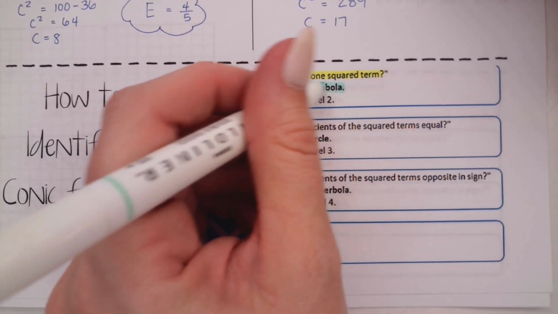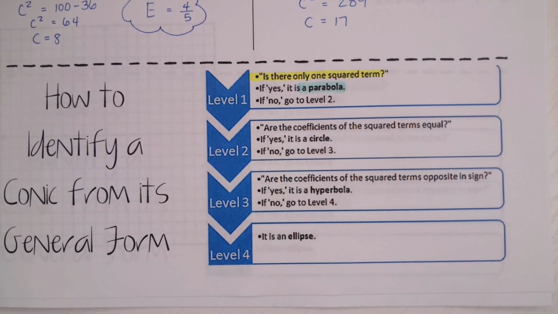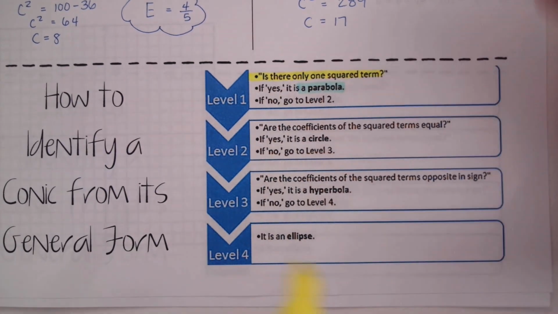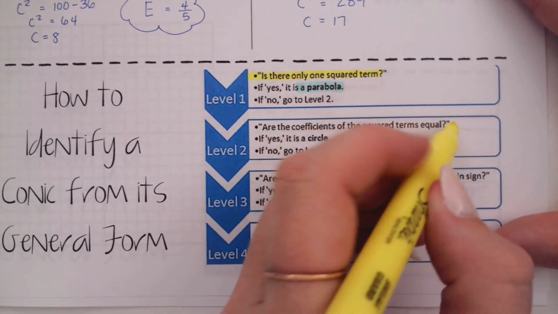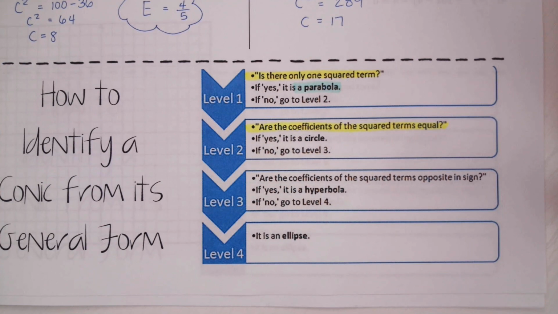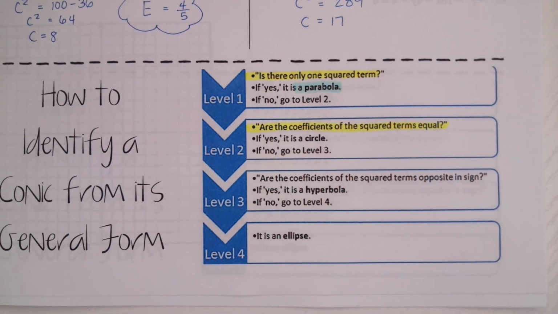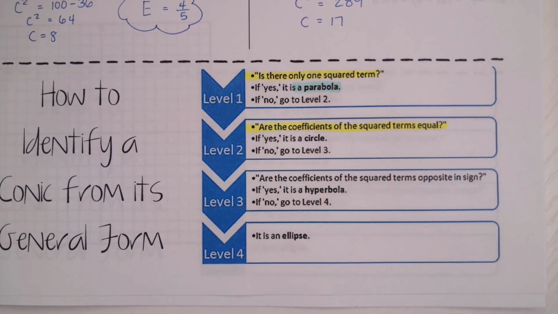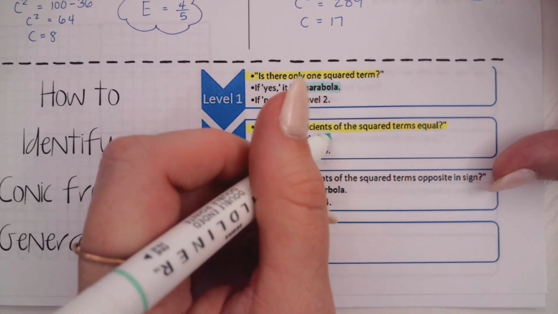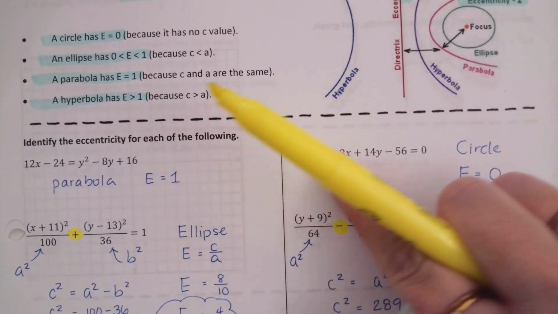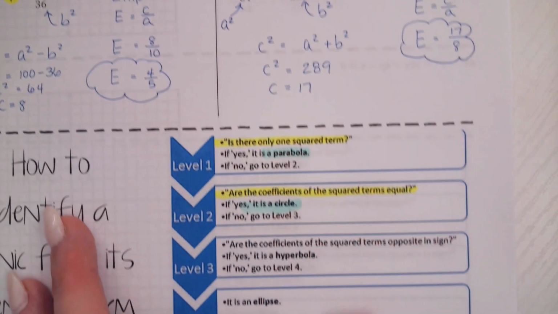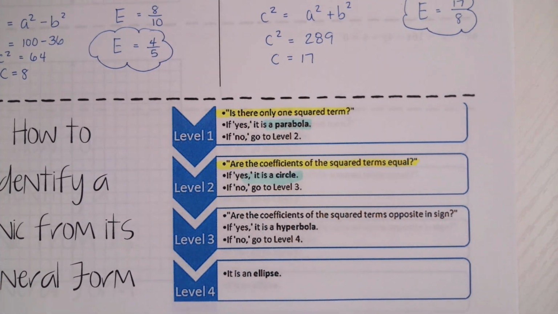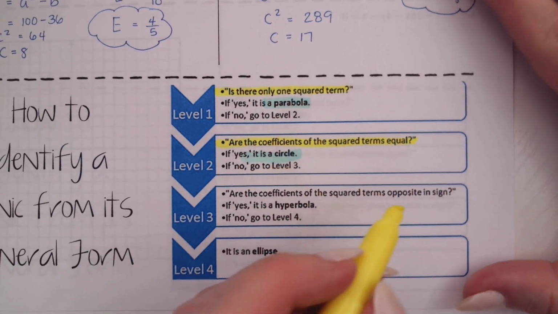Okay, if there's not only one squared term, then we go to the next question. Are the coefficients of the two squared terms equal? Are they the same coefficients on those two squared terms? If they are the same coefficients, what is it? It's a circle. That's like the one we had up top where we had an x squared and a y squared. If not, then you go down to the next question.